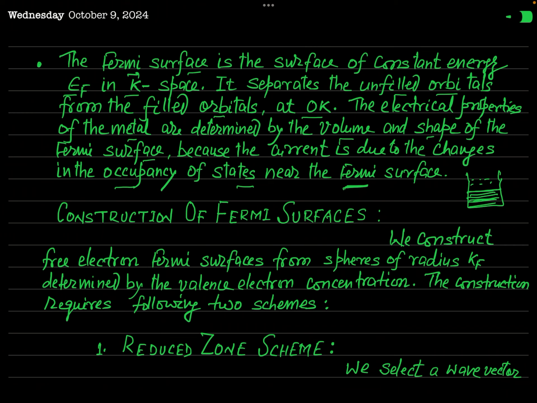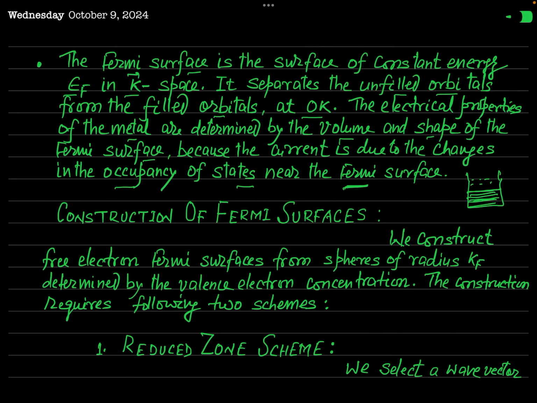Due to perturbation, there may be a change in the volume of the Fermi surface, or if there is no change in volume, there may be a change in shape, and due to that the occupation probability changes and the number of electrons in a particular volume changes, and so the electrical conductivity arises. Okay, so this is what we call the Fermi surface.